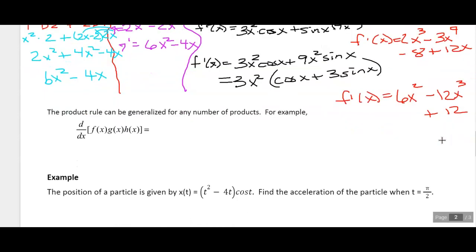All right. So if we want to generalize this, we've got 3, which we're not going to do in this class. All right. So basically it says you take your original times each derivative. So it's really, really long. The AP Calc test will not do a product of 3 functions.